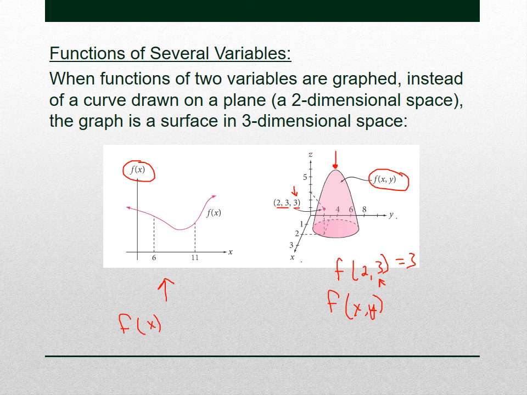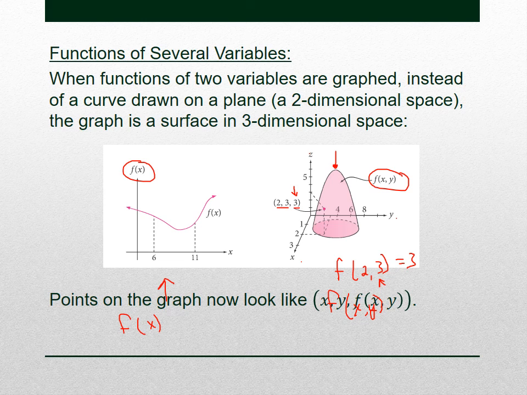Oh, and of course you can't see my note now. So what did that say? Well, that just says that points on the graph look like x, y, f of x, y, which is what I pointed out here with 2, 3, and then 3. So the points here have 3 locations, one x, one y, and one z, things that tell you where that point is. Okay.